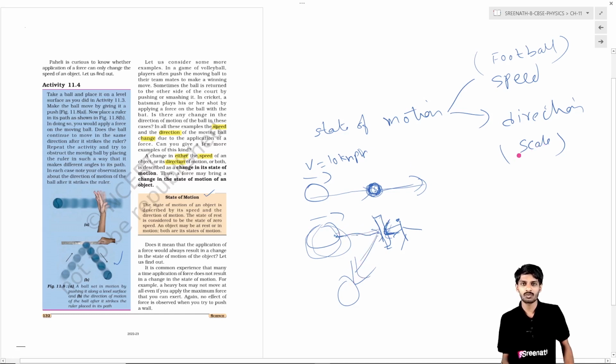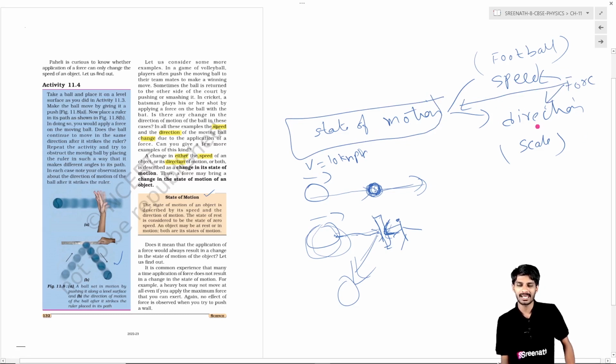From the scale experiment, what we can say is that direction is changed by the application of force. So finally, what can we say? Force changed the speed. Force changed the direction. Finally, force changed the state of motion. State of motion is nothing but speed and direction. If speed changed, we say state of motion is changed. If direction changed, we say state of motion is changed. By applying force, both of these are changed, so state of motion is changed.